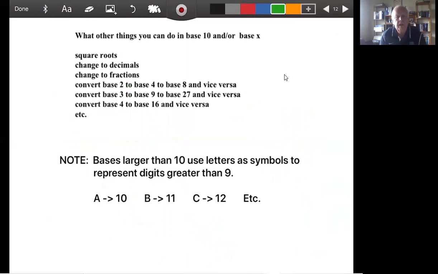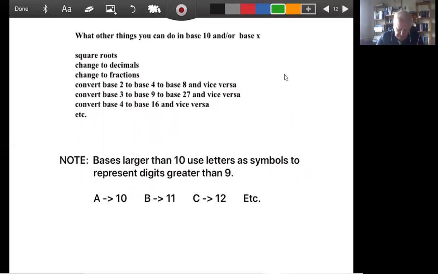Okay, as it turns out, just about anything you can do in base 10, you can do in any other base. Square roots, changing to decimals, changing to fractions. Converting base 2 to base 4 to base 8 and vice versa is a really nice, neat little trick. Converting base 3 to base 9 to base 27 is interesting, 4 to 16 and so on. There are lots and lots of different things you can do with bases, because if you can do it in base 10, you can do it in any base. Let me show you real quick.